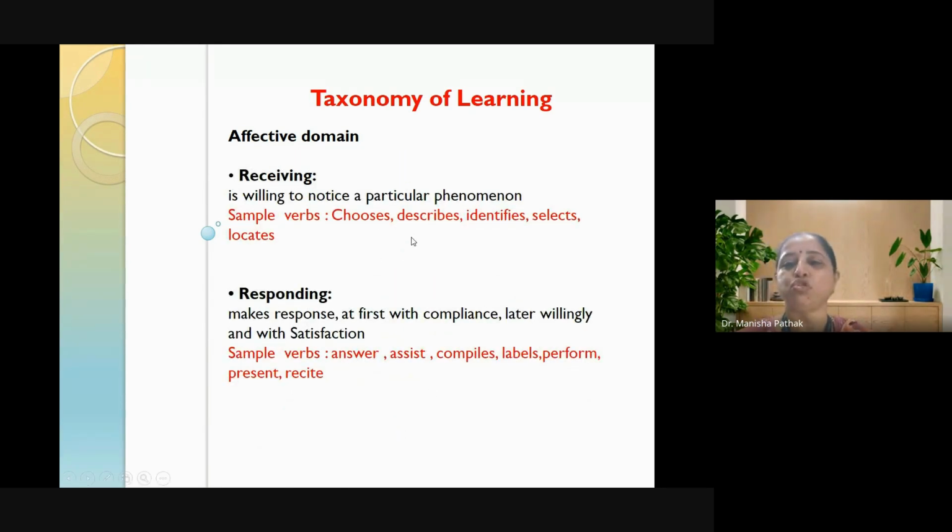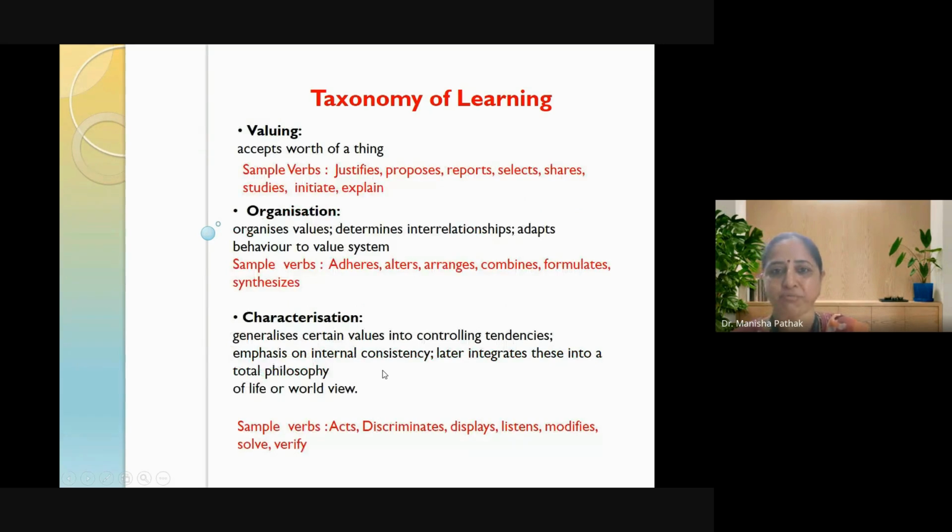The students will be able to choose, describe, select. Responding: the students will be able to compile, label, perform. Right? Valuing: students will be able to justify, propose. If it is organization, students will be able to formulate, synthesize. And when it is character building, students will be able to discriminate between right and wrong.